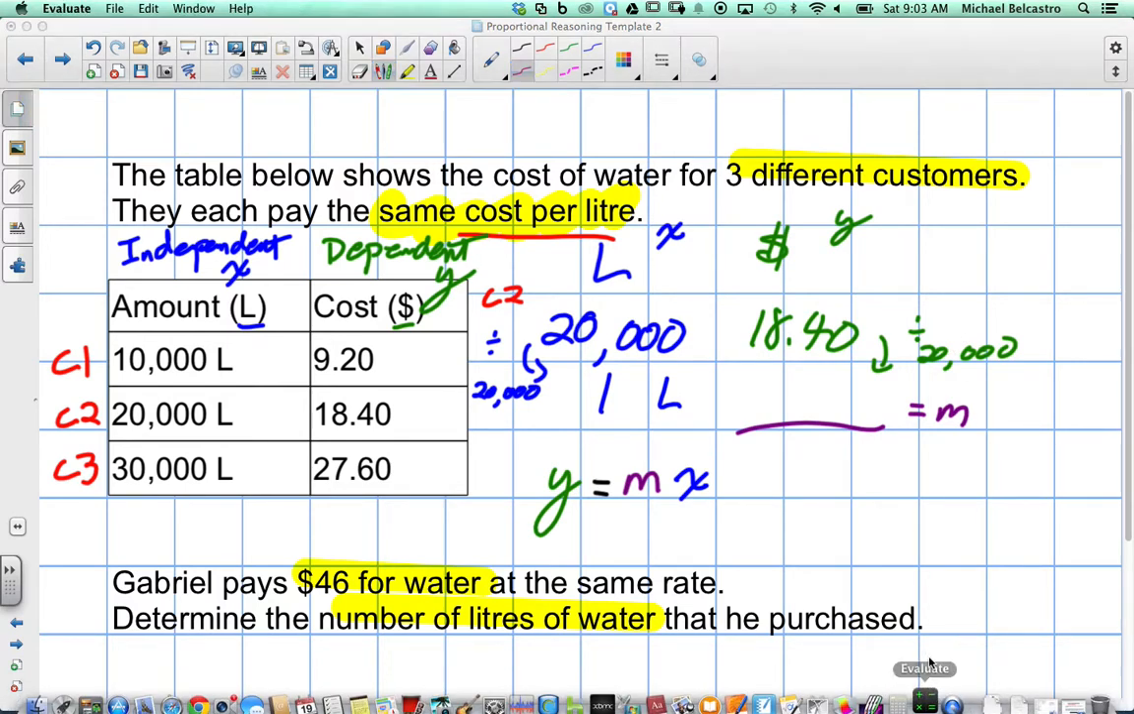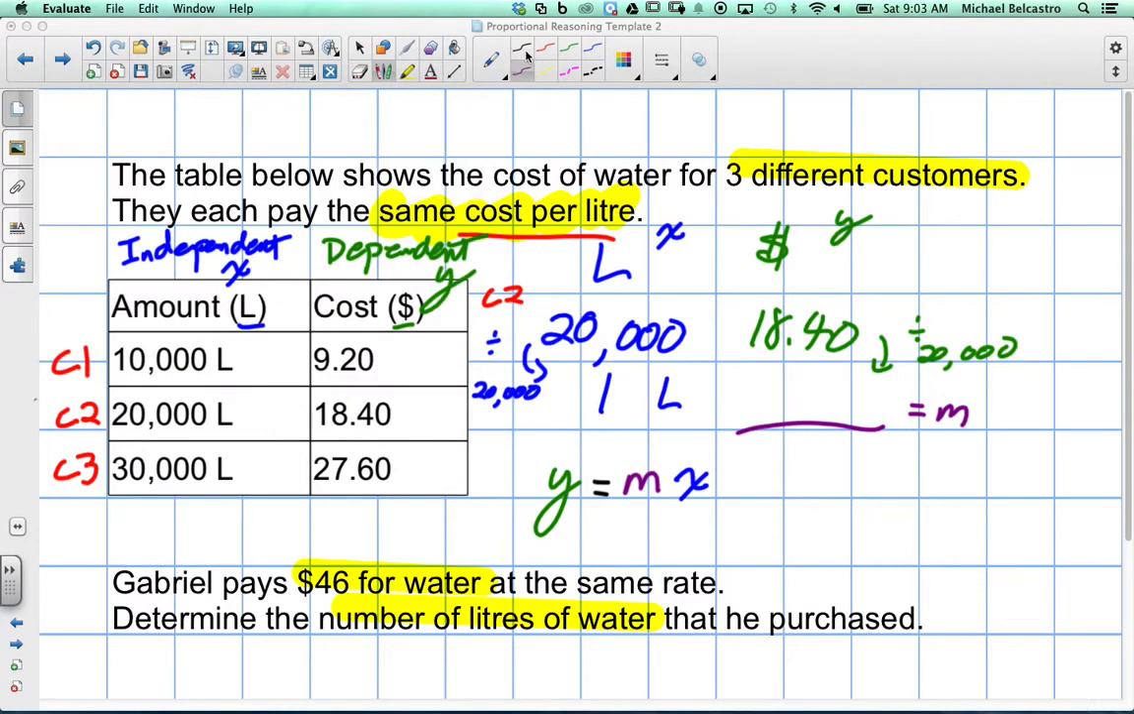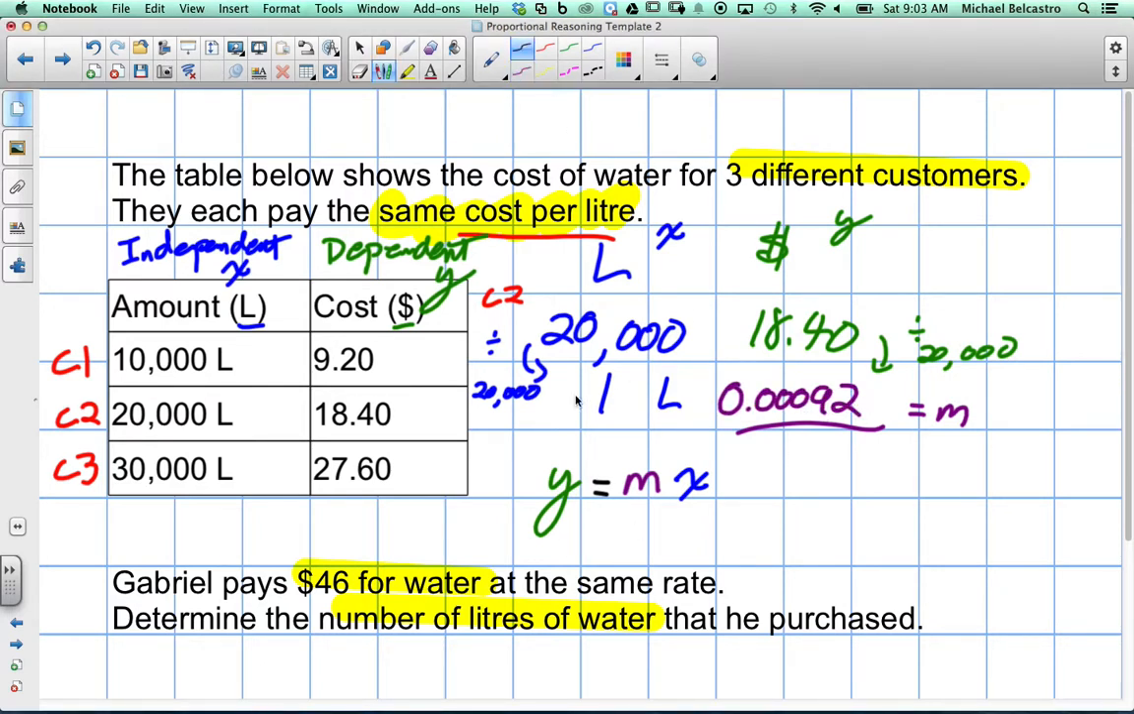So let's take out our calculator here. We're going to take $18.40 and divide it by our 20,000. And we get a decimal followed by 3 zeros and then the number 92. So our rate is 0.00092. So we write our little equation here. We have y is equal to, we replace m with 0.00092, x. Okay, this will help out a lot. So we're going to put this into our dynamic software, and we're going to solve for our $46 of water.